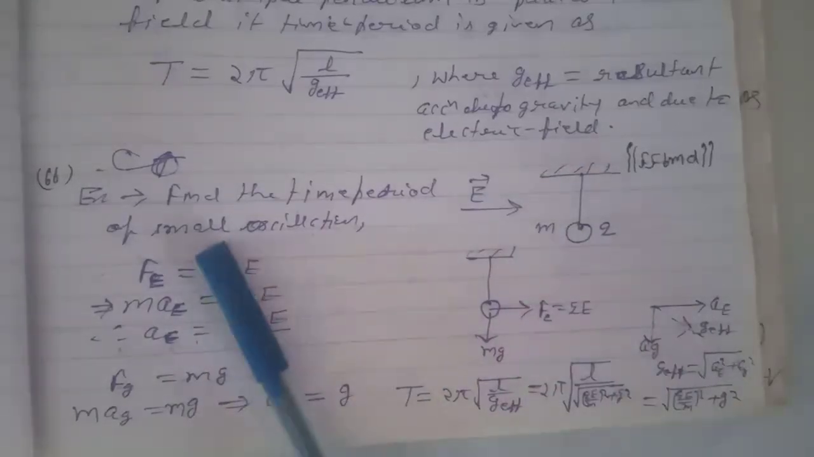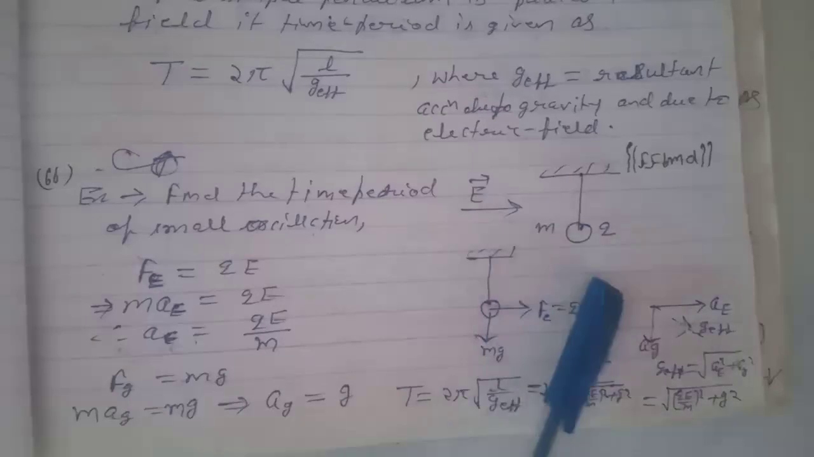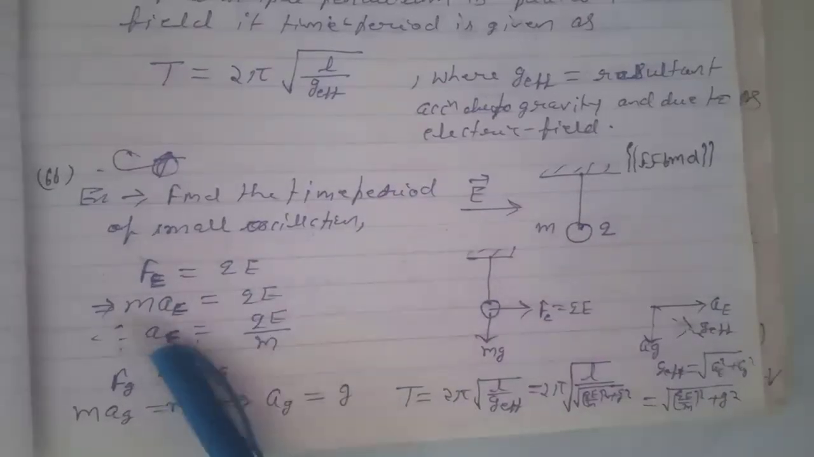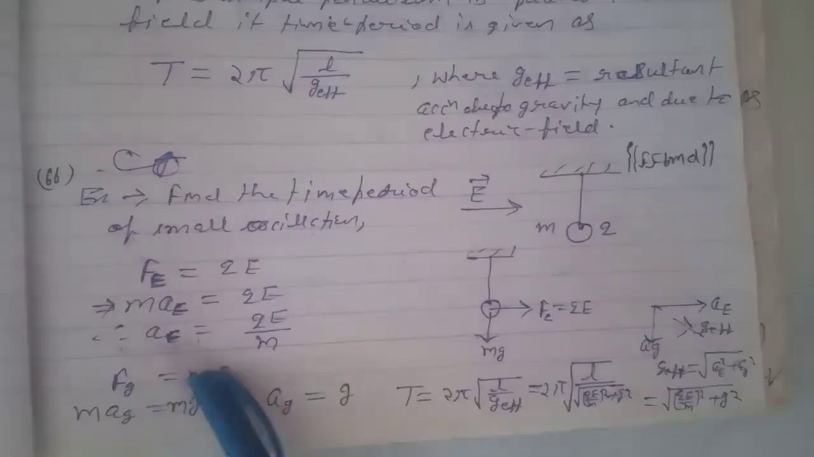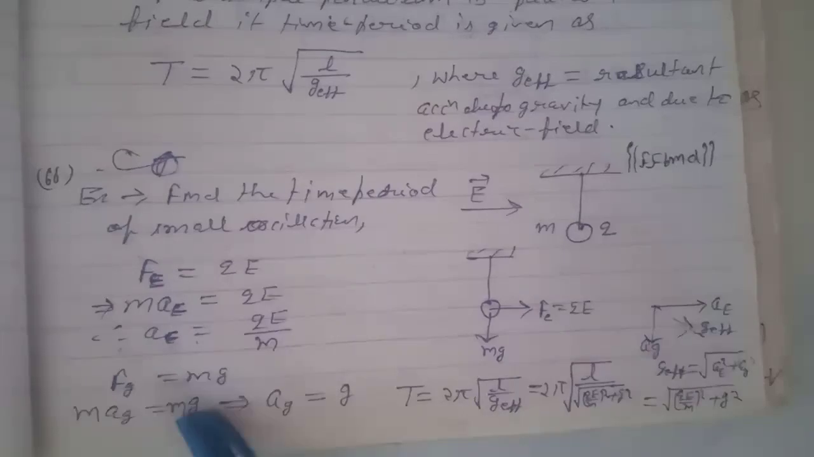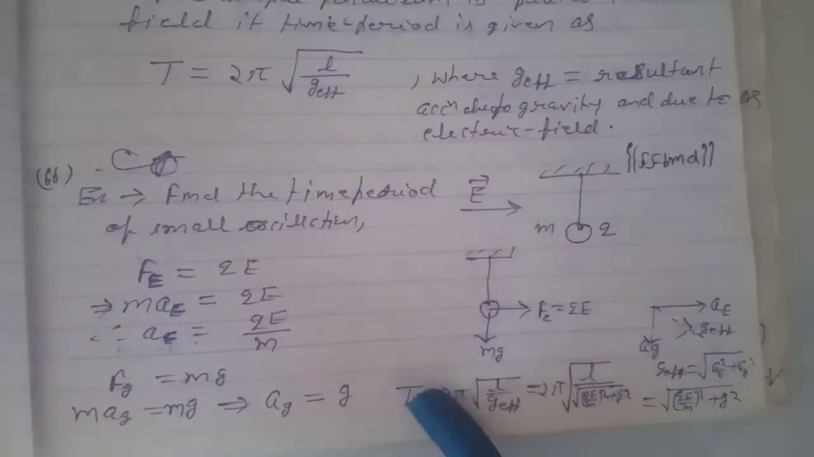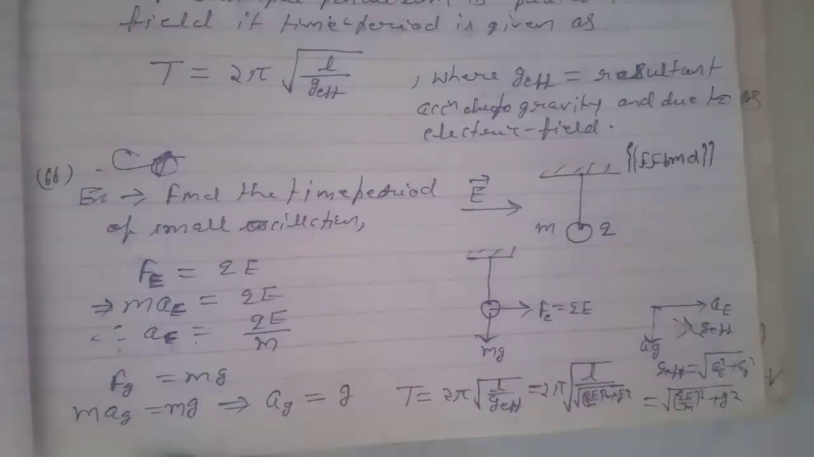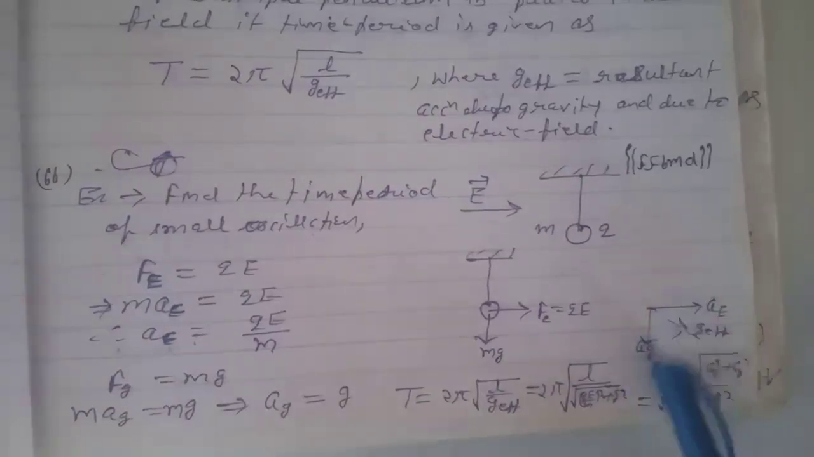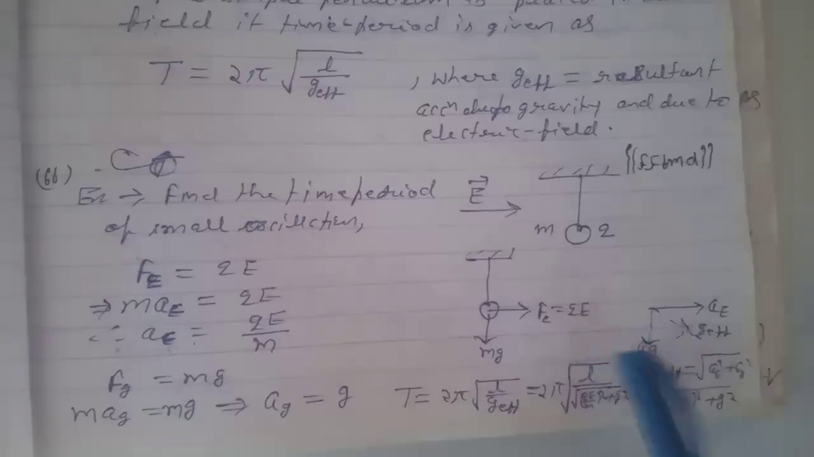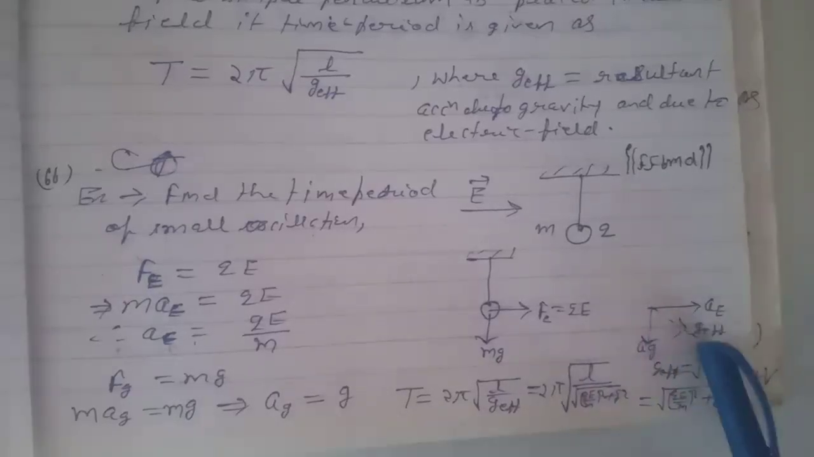So we can write F equals QE, or m into a equals QE, so a equals QE by m. Now Fg equals mg, so m into ag equals mg, or ag equals g. Acceleration due to gravity, it is g. So one acceleration is acting in this direction, one acceleration is acting in this direction at any time instant. So g effective will be in this direction.